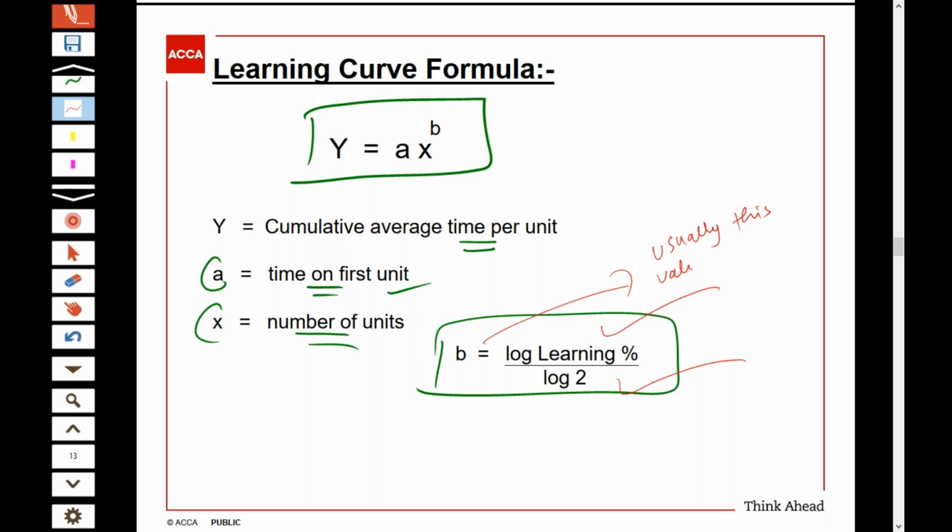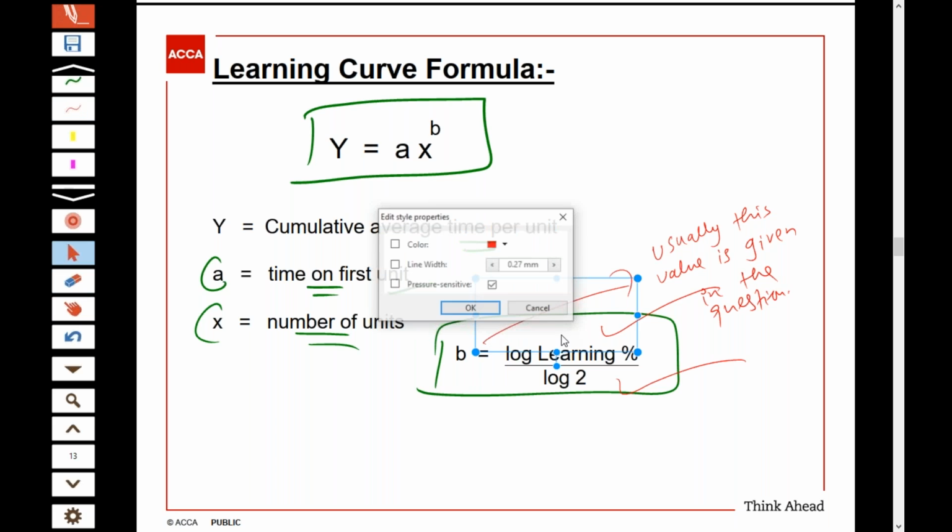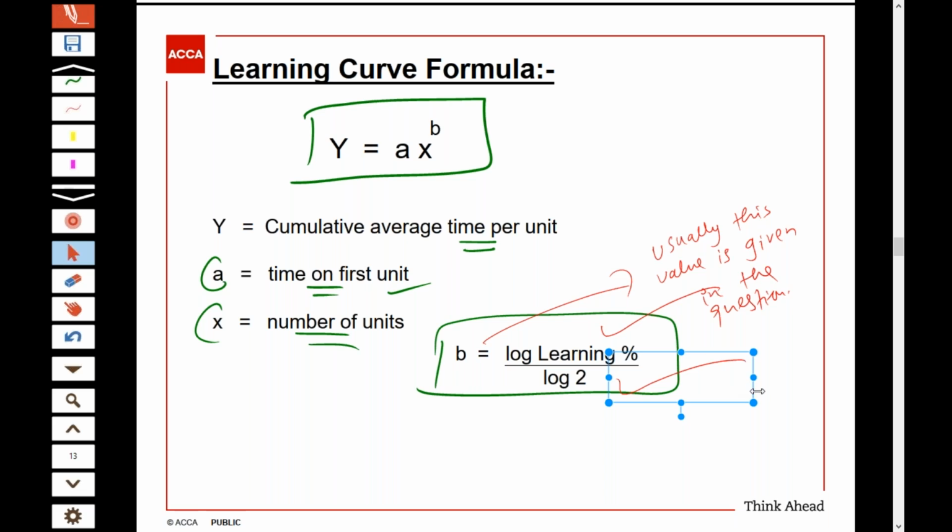Usually this value is given in the question, but do not expect it always, because I want you to be able to calculate log learning rate upon log 2. Now what is y? This is the average time per unit. Y is equal to ax power b.